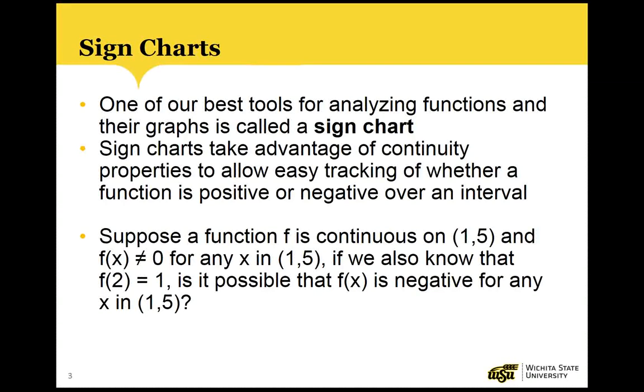Suppose we have a function f that is continuous on the interval from 1 to 5. And we also know that the function is not equal to 0 anywhere on this interval. If we also know that the function when x equals 2 is equal to 1, is it possible that f of x is negative for any value x between 1 and 5?